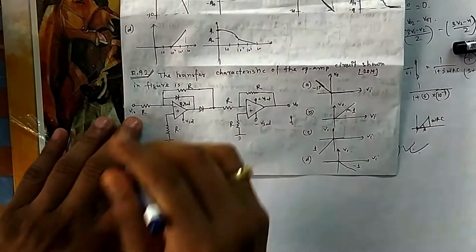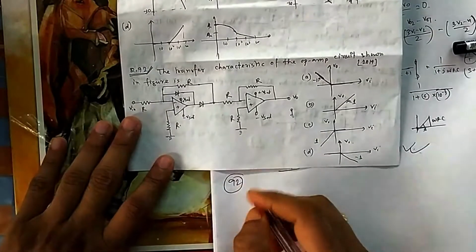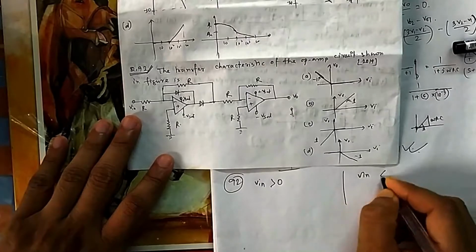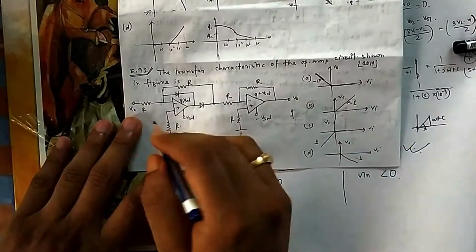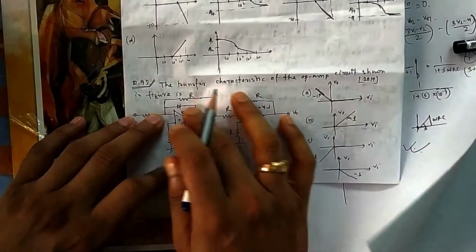Now my V in can be positive, V in can be negative. From the graph only I can see. So we have to start one by one. If I take V in positive, and if I take V in negative, there are two different cases. So if I take V in is positive, forget about this diode initially.